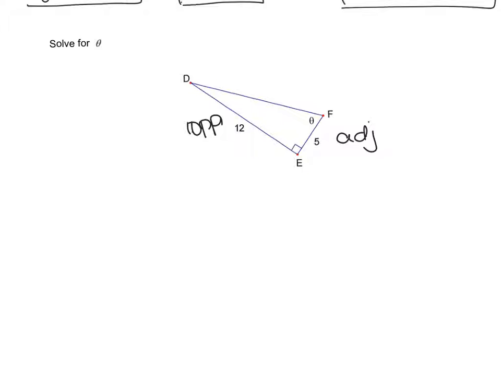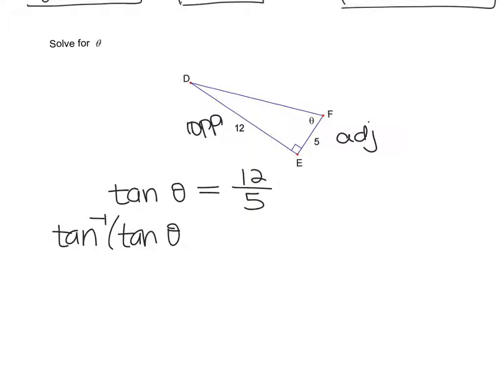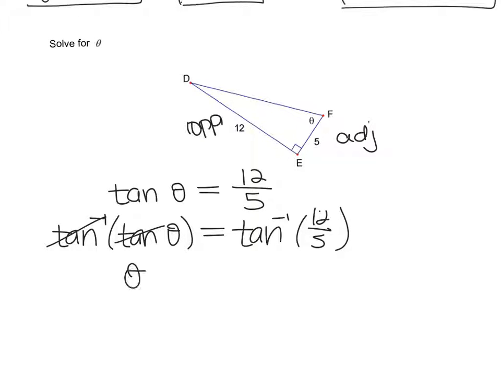So we want to know which trig function involves opposite over adjacent, and that's tangent. So we know tangent of theta has to equal 12 over 5. So in order to solve for theta, we use tangent inverse on both sides. So tangent inverse of tangent theta equals tangent inverse of 12/5. Tangent inverse and tangent cancel. So we're left with theta equals, and once you evaluate tangent inverse of 12/5, you get 67.38 degrees.